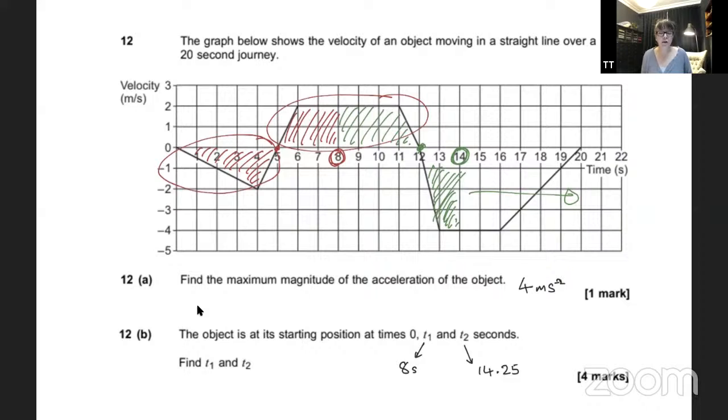Would anybody like me to go through any of that in more detail from the class? Do you want me to show you how I got 8 or how I got 14.25? Yep, no problem. A few people saying go through part B. Okay.